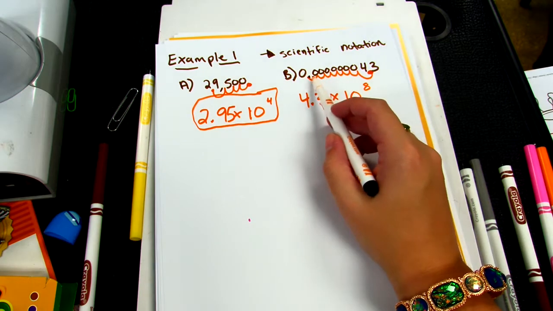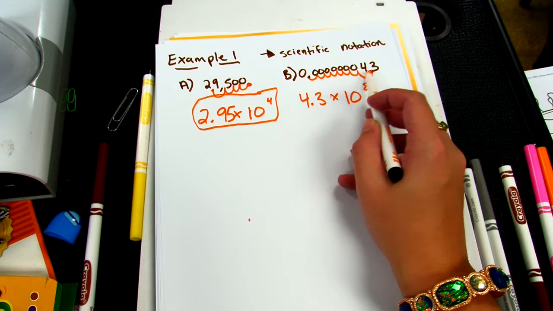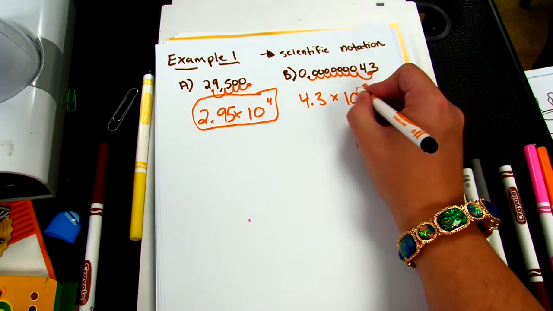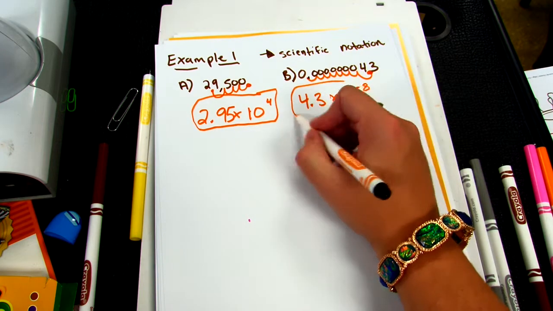Is this number 0.00000043 smaller or bigger than 4.3? Well, it's smaller, which means our exponent is negative.